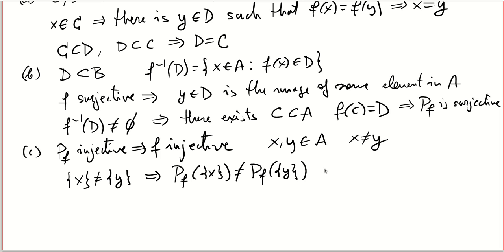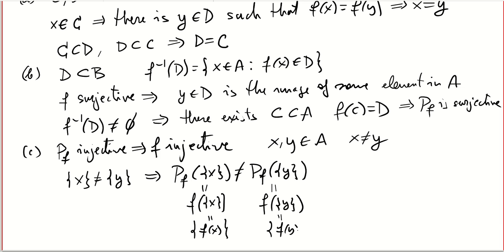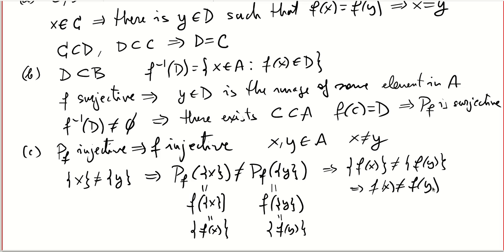But what is PF of {x}? This is just {f(x)}, and this is {f(y)}. In other words, it's the set of all images of the points in this set. But there's only one point in this set, so there's only one image. So this set is the set that contains the only possible image. And so is this one, {Fy}. So what we're saying is that these two sets are different. So {Fx} is different from {Fy}. And the only possibility that these two sets are different is that the two elements that they contain are different. So Fx is different from Fy, and that implies that F is injective.